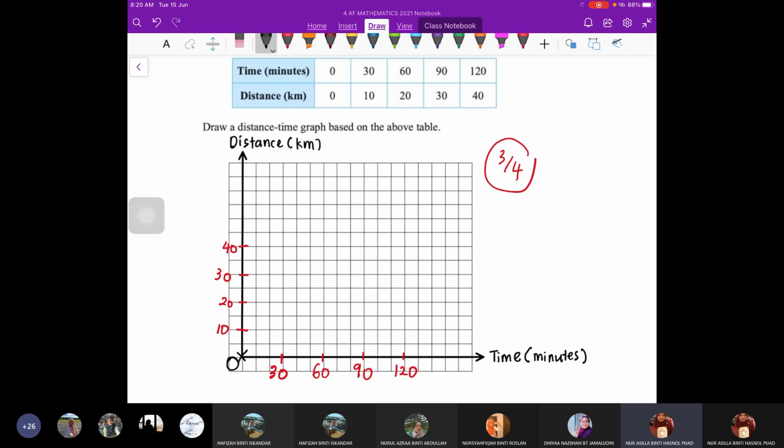So 0, 0 has 1. At 0, 0, many students don't plot. It means they don't put the X here. That is already wrong. Make sure you put your X at 0, 0. Okay, and then it goes 30, 10, 60, 20, 90, 30, 120, 40. Okay, and then use your ruler and connect all the dots.